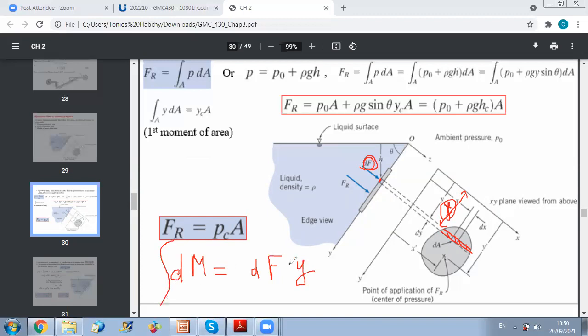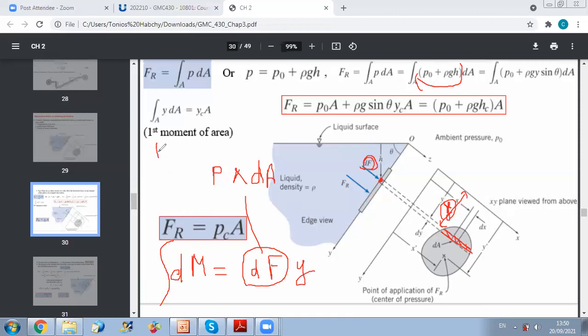And then to be able to perform the integration, I should replace dF by its corresponding value. We know that dF is the pressure acting on this area times dA. And already we have seen together that I can replace the pressure term by P0 plus rho GH. So now I have to integrate.